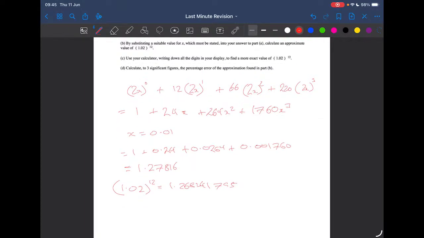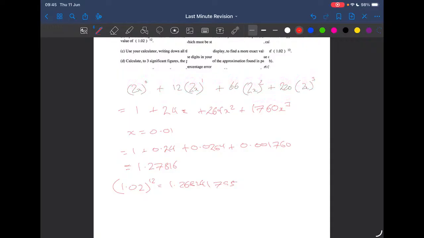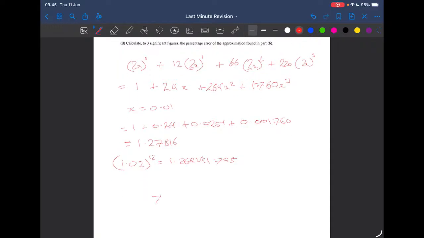Percentage error then, we're going to find the difference. If we take 1.27816 away from that, we get some number, and then we're going to divide that by the actual value, 1.02 to the power 12, and then times that by 100. So I get a percentage error of 0.782%. Lovely jubbly.